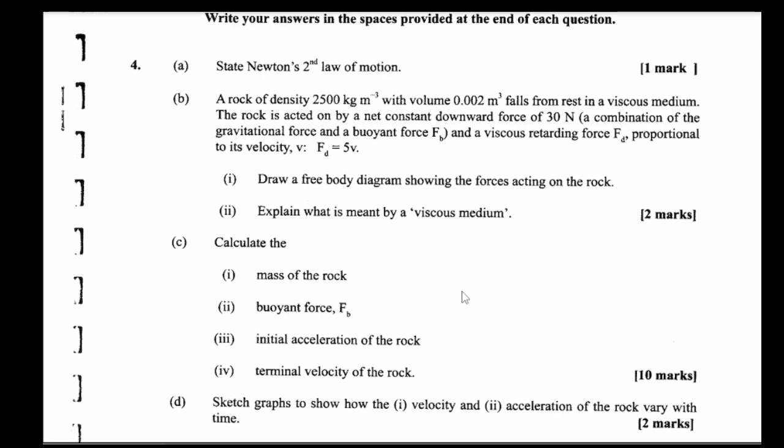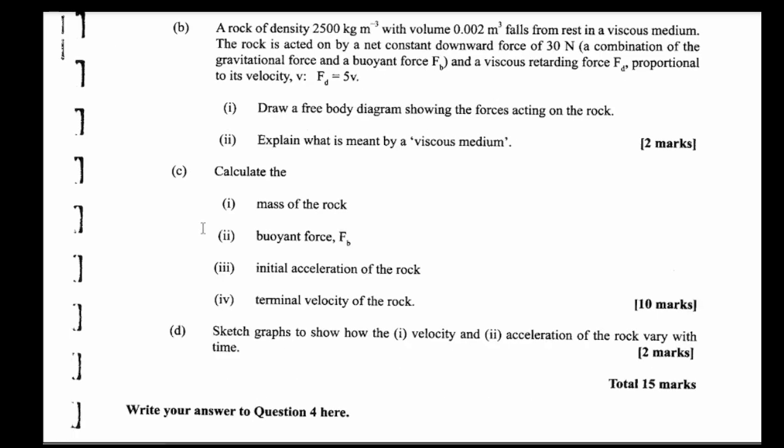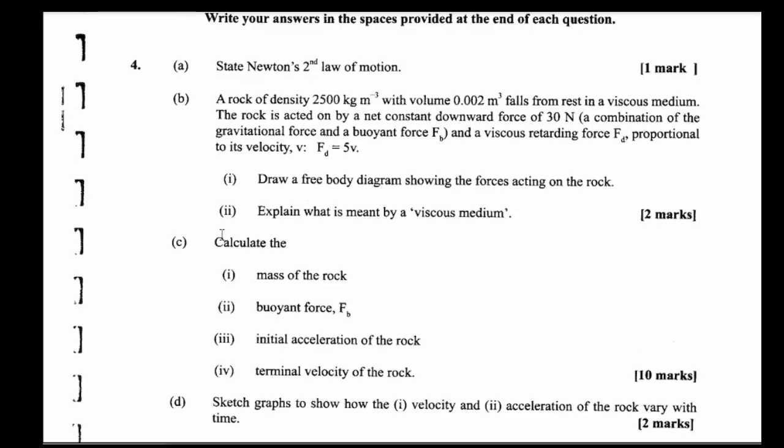Part B asks us to draw a free body diagram showing the forces acting on the rock. Part B also asks us to explain what is meant by a viscous medium. Part C asks us to calculate the mass of the rock, the buoyant force Fb, the initial acceleration of the rock, and the terminal velocity of the rock. Part D asks us to sketch graphs to show how the velocity and the acceleration of the rock vary with time. After you've familiarized yourself with the question and what it's asking for, you can get into trying to solve.